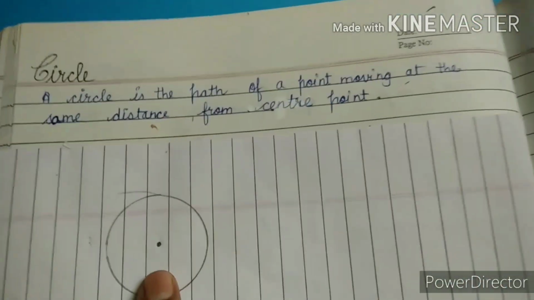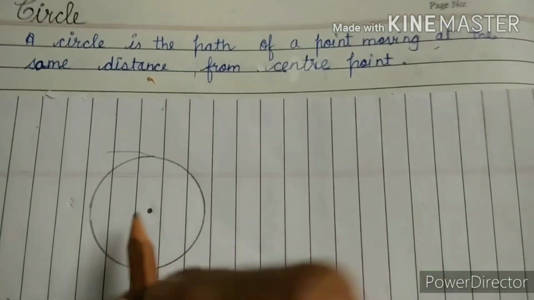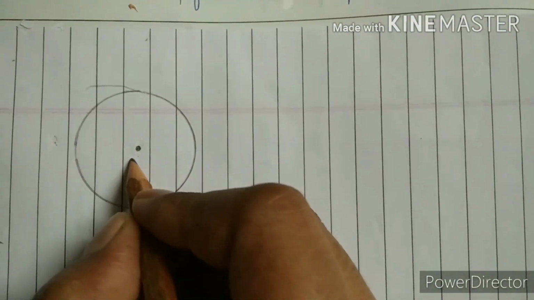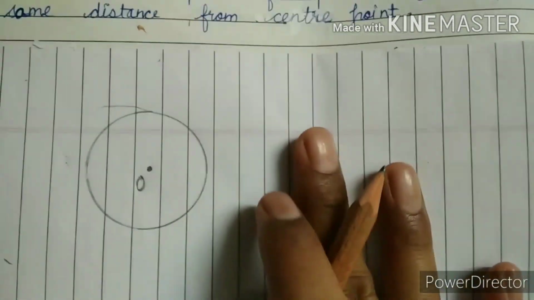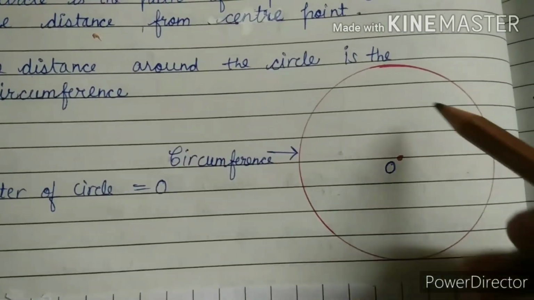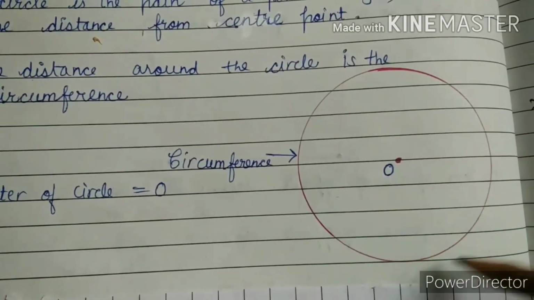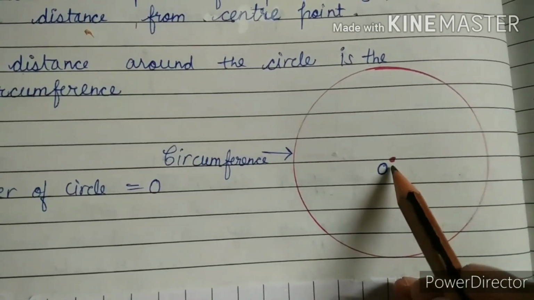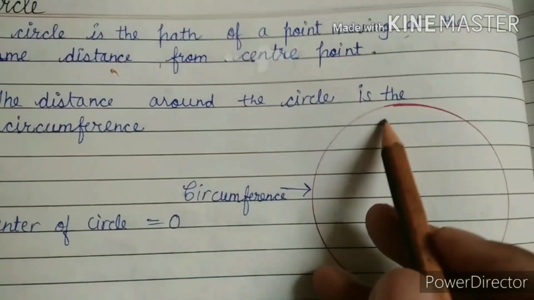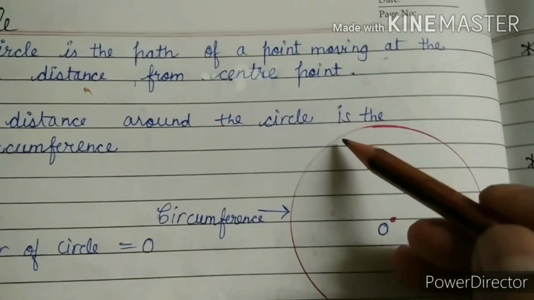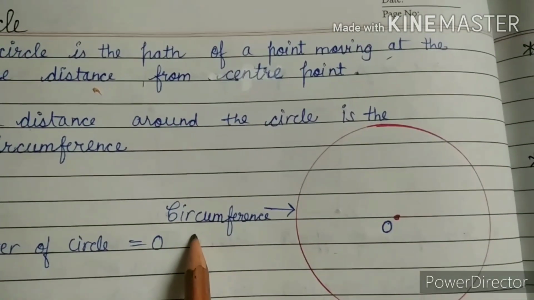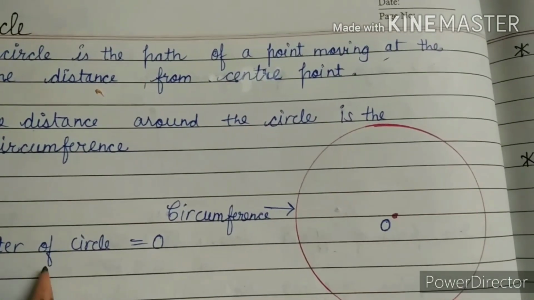Now let's see how to make it. As you can see, I have drawn a circle with the center point whose name we can put according to our choice. Here I am putting its name as O. In the notebook I have already drawn the circle as a red line, for your convenience, and its center point name is O. The distance around the circle is the circumference.